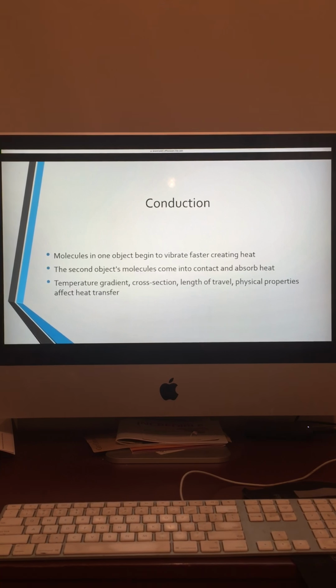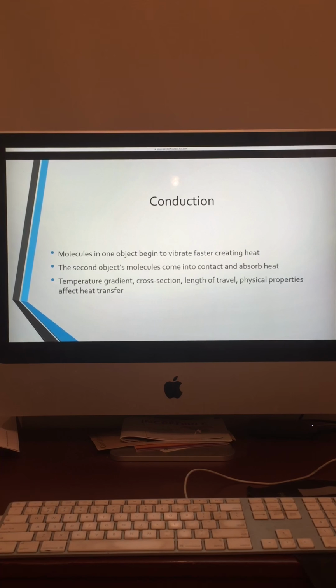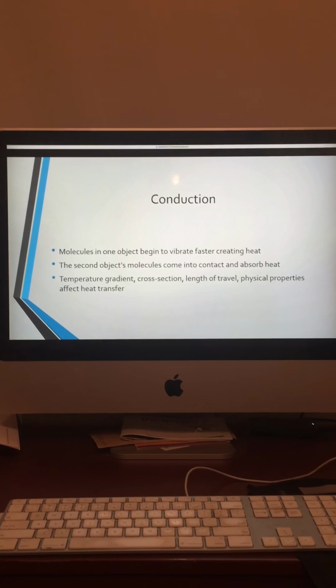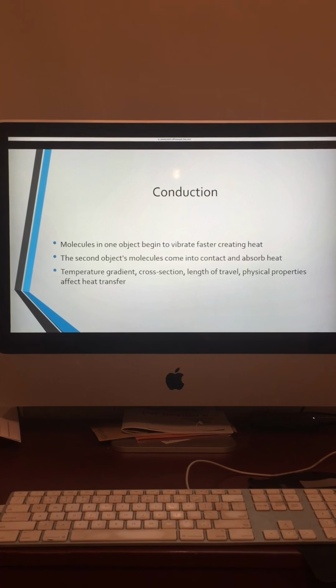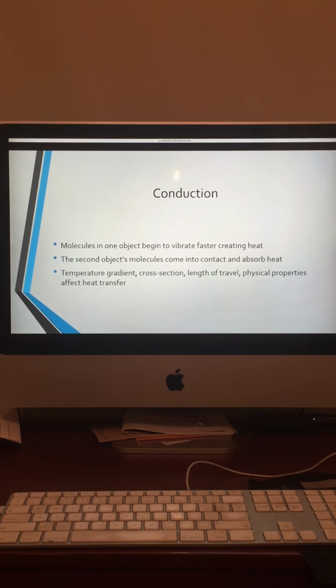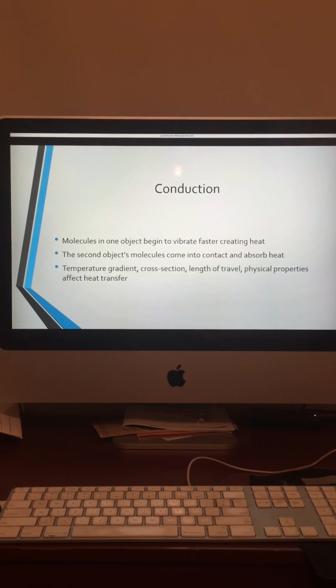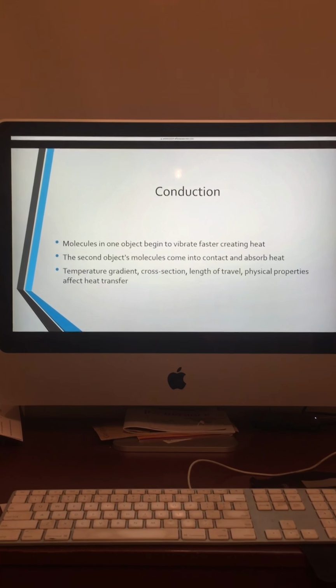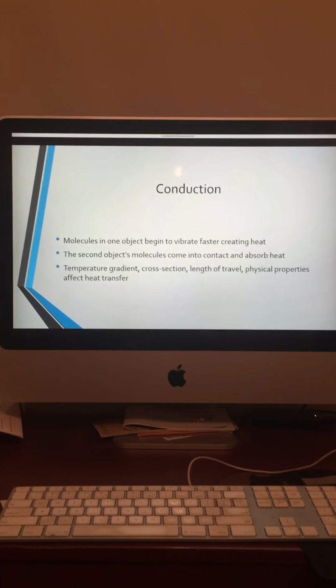So, conduction. The molecules in one object begin to vibrate faster because there's a heat source, and that creates a hotter object. You could take an ice sculpture of a swan and a burning match. While a match might seem like it has more energy, more heat potential, really the ice sculpture would have more, because it has more molecules in it that could vibrate when warmer.